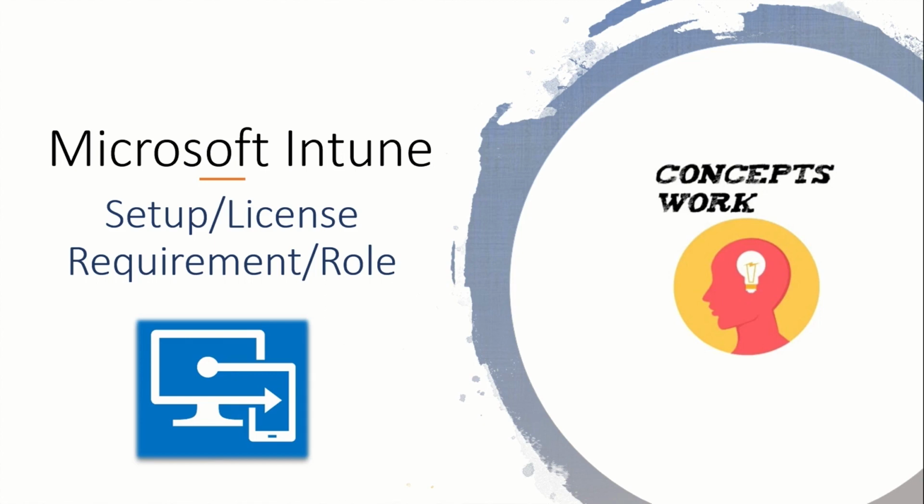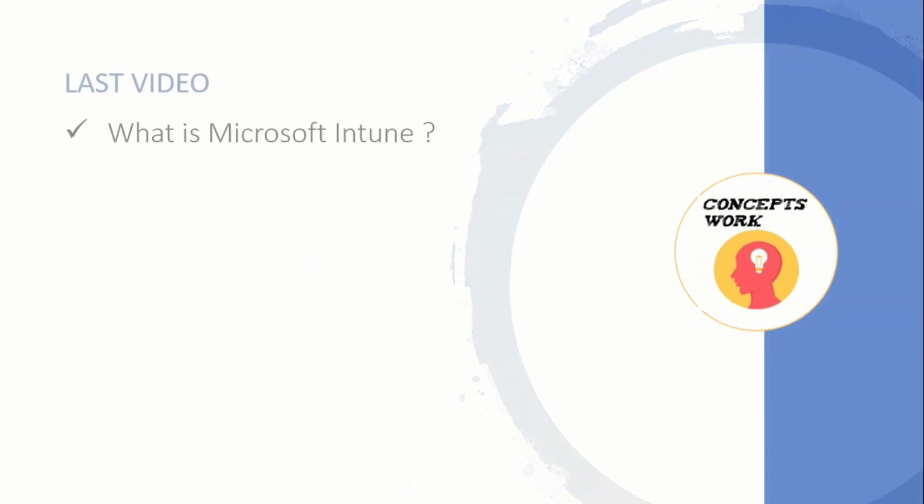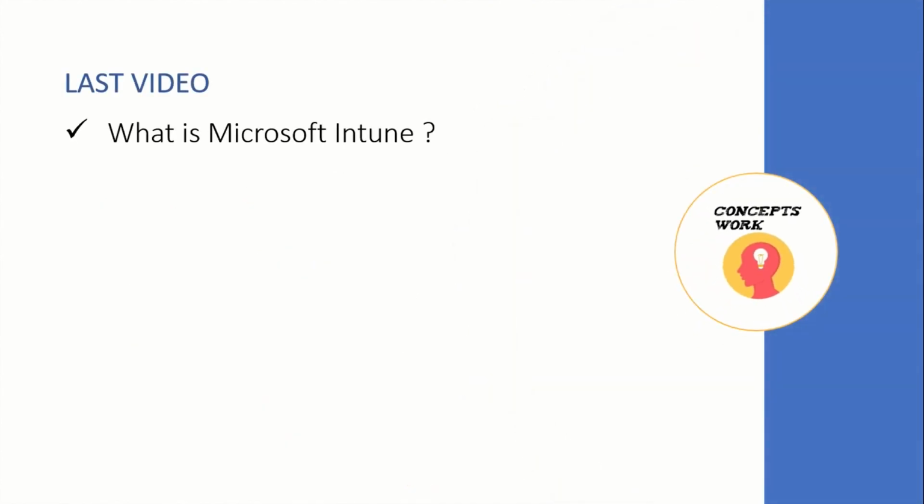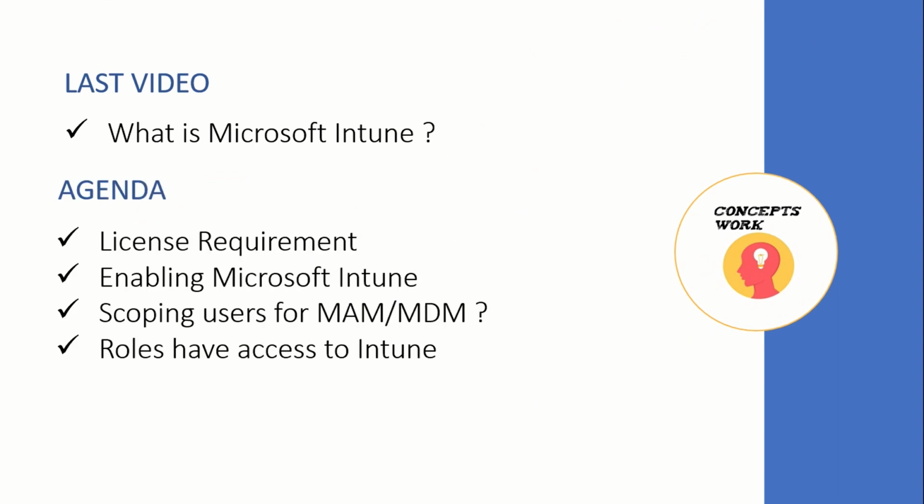And in this video, I'm going to talk about the onboarding process of Microsoft Intune, which includes the setup, license requirement, and what are the different roles required for Microsoft Intune. Now, if you're watching this series from the beginning, in the last video, we discussed what is Microsoft Intune, and the agenda of this video will be knowing the license requirement, how to enable Microsoft Intune, how to scope users for mobile application management known as MAM or mobile device management known as MDM, and which roles have by default the access to make changes to Intune components.